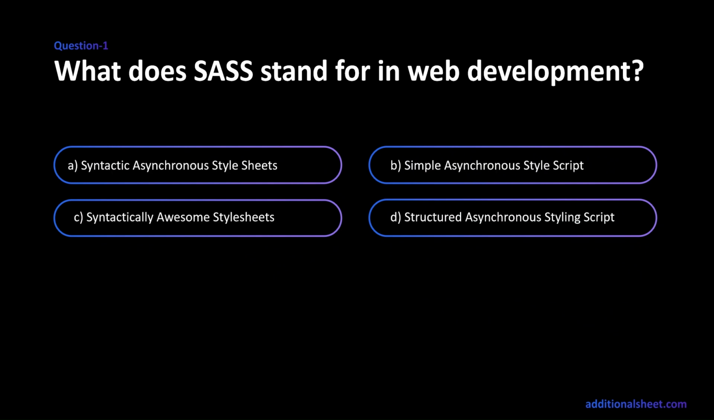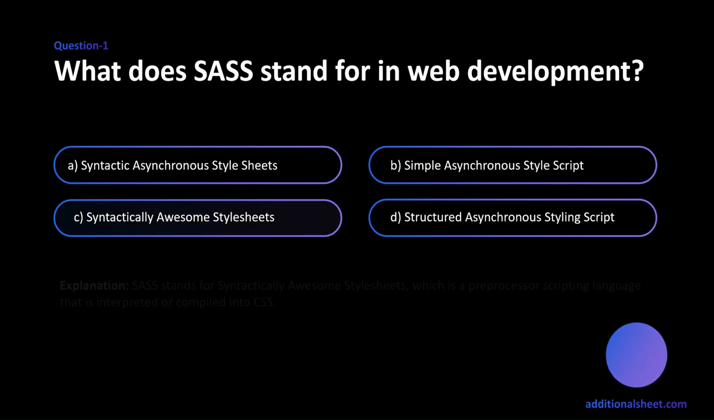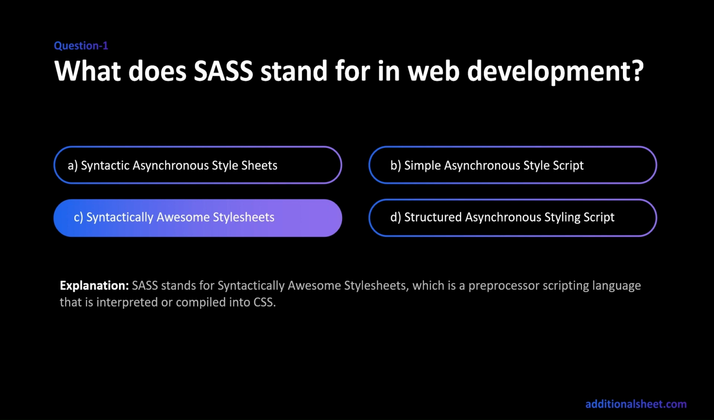Options are A. Syntactic asynchronous style sheets. B. Simple asynchronous style script. C. Syntactically awesome style sheets. And D. Structured asynchronous styling script. Correct answer is option C. SASS stands for Syntactically Awesome Style Sheets, which is a preprocessor scripting language that is interpreted or compiled into CSS.